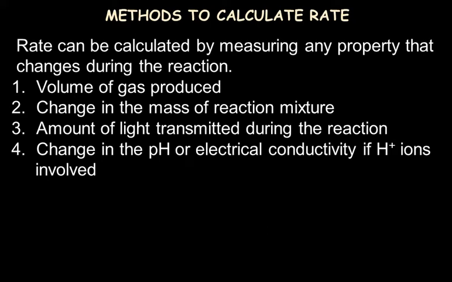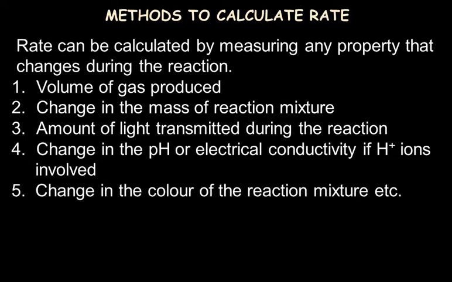The next is to measure the change in the pH or electrical conductivity if hydrogen ions are involved or some other ions are involved during the reaction. So if hydrogen ions are involved, we can measure the change in the pH, or if some other ions are involved, we can measure the change in the electrical conductivity per unit time.